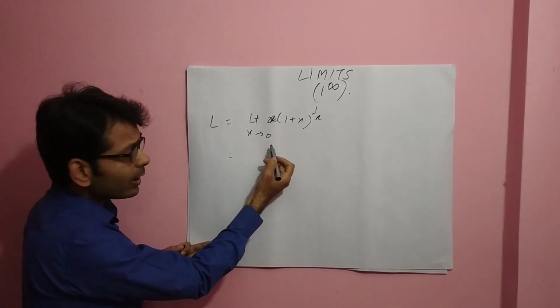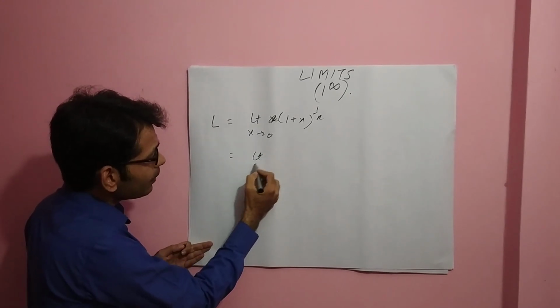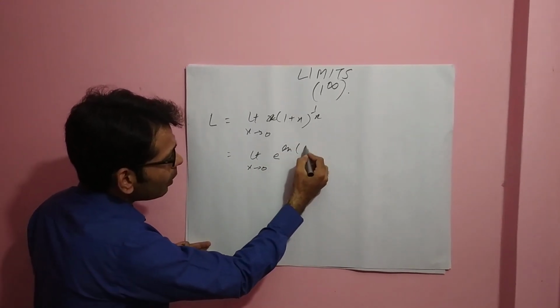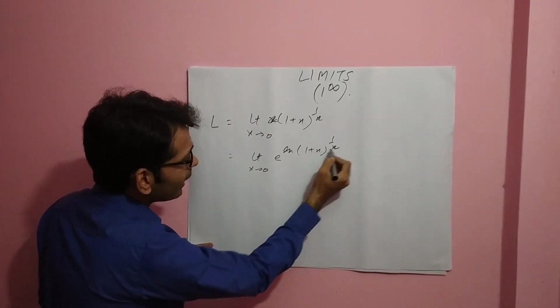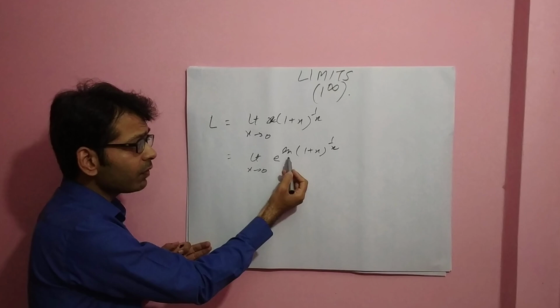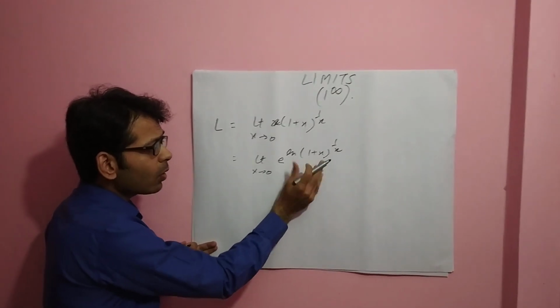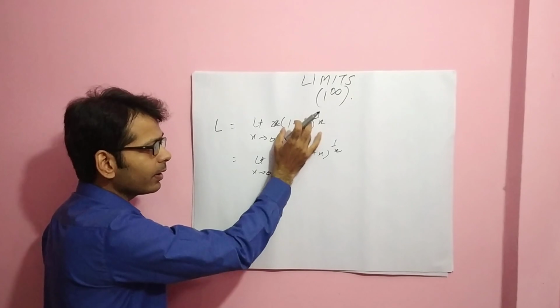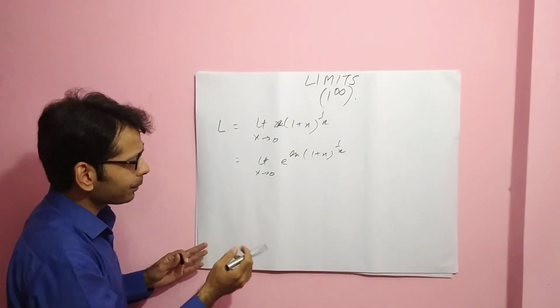Now this expression can also be written as limit x tending to 0, e to the power ln of (1 plus x) to the power 1 by x. Now these two expressions are just the same because we have used the property of log, which says that e to the power log of something would give us just that something. So these two are just the same.